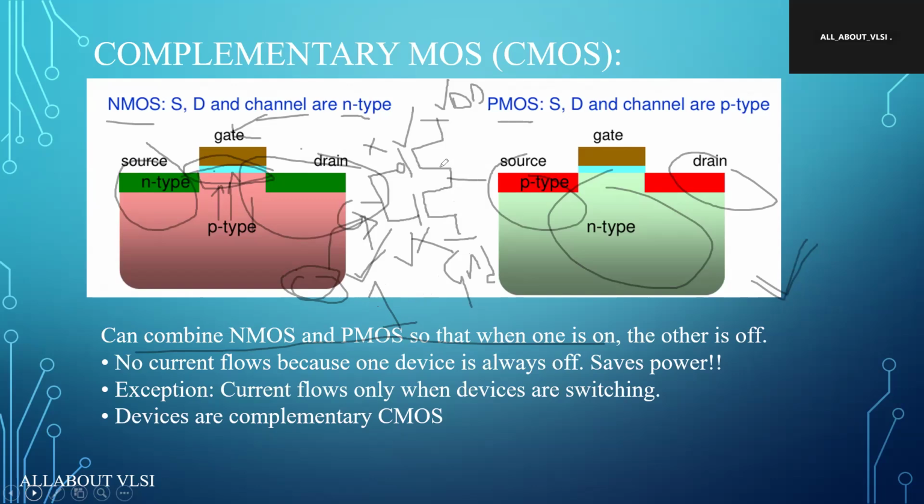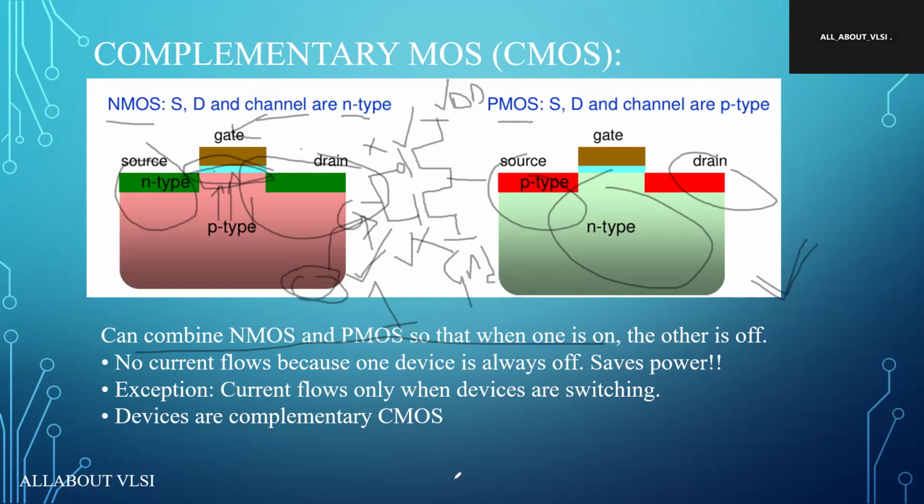Both NMOS and PMOS are complementary to each other, right? That's why we named it complementary MOS. Correct? Do you guys agree with this point? So then no current flows because one device is always off. Correct? So consider in the first case one device is off, in the second case the other device is off. Correct? So at this stage we are saving power also.